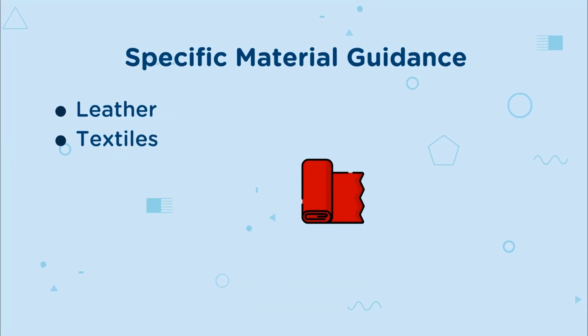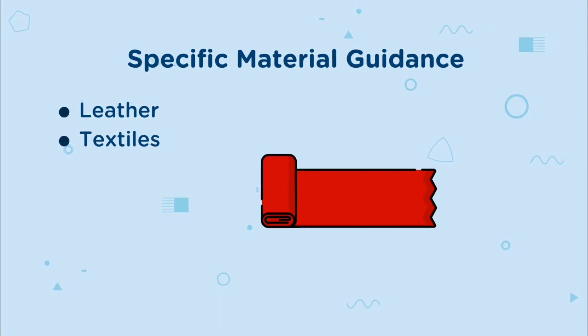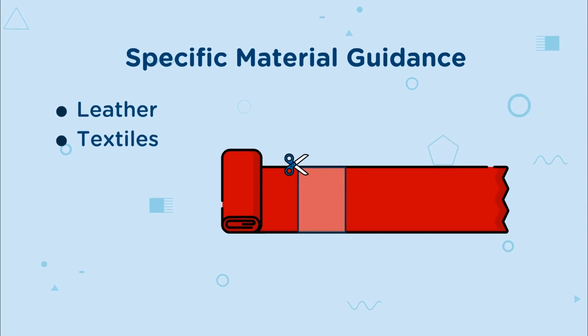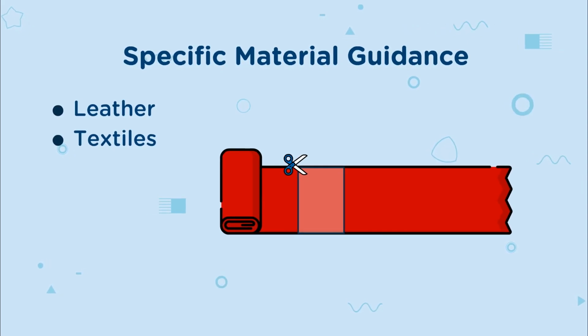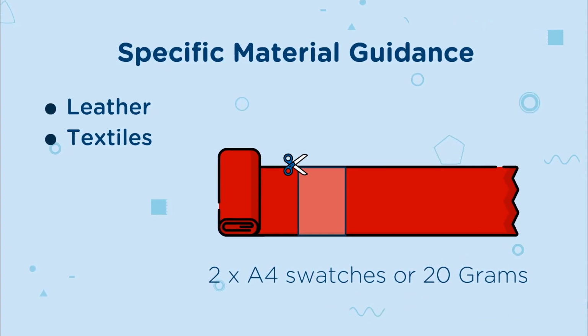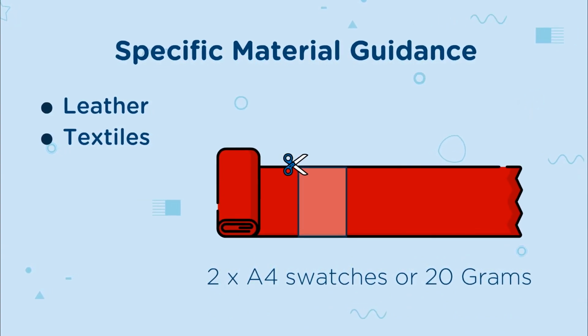Textiles are sold and transported in rolls. In this case, the outside of the roll can get contaminated with dust and dirt. So the recommendation here is to take the RSL sample from the inside of the roll. Once again, make sure to send 2 A4 pieces or 20 grams of material for testing.